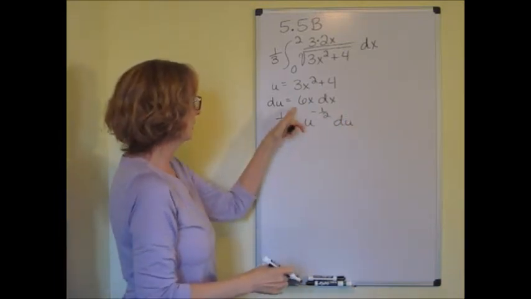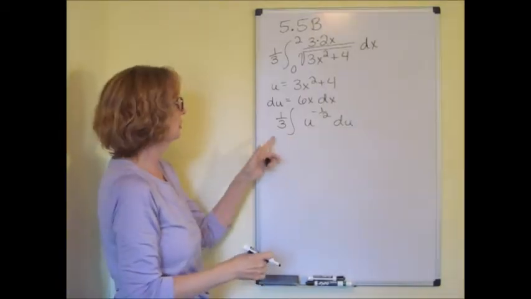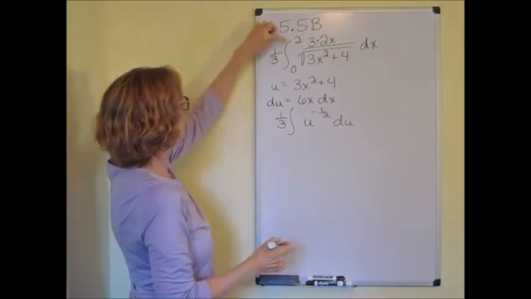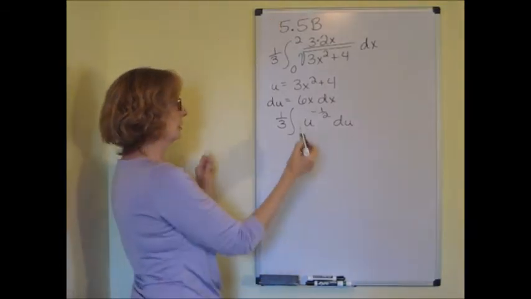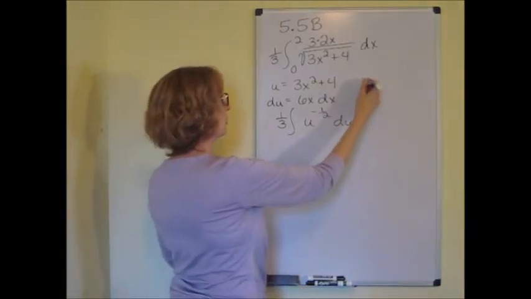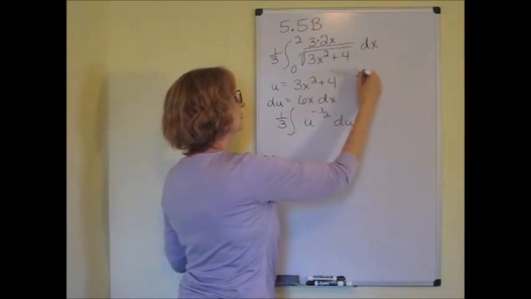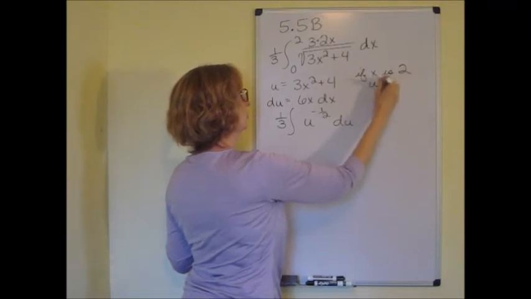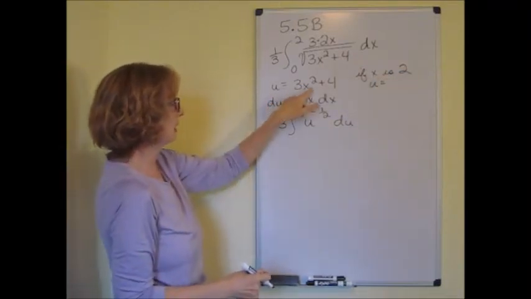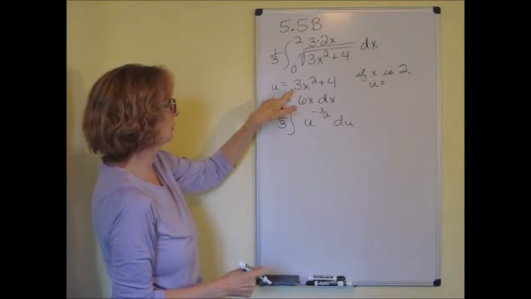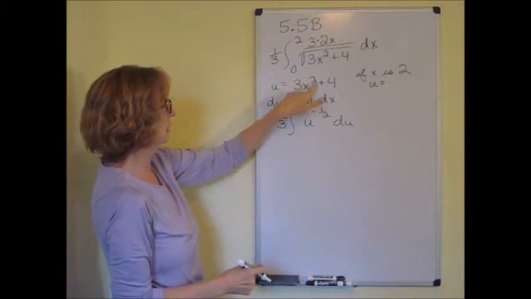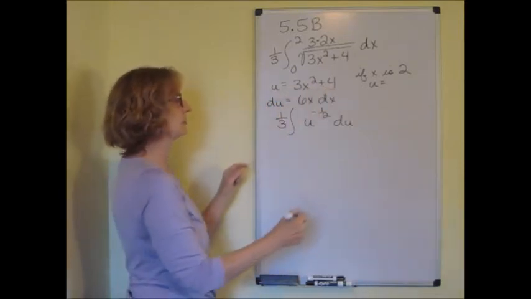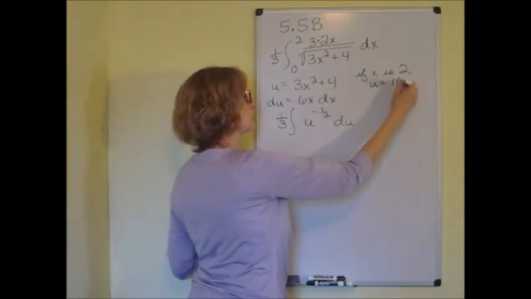Now let's think a minute about those limits of integration. I'm going to change those into u as well. If x is equal to 2, then what is u? I can look right back up at my u substitution. It's going to be 3 times 2 squared plus 4. So that's 4 times 3 is 12, plus 4 is 16. So this will become a 16.